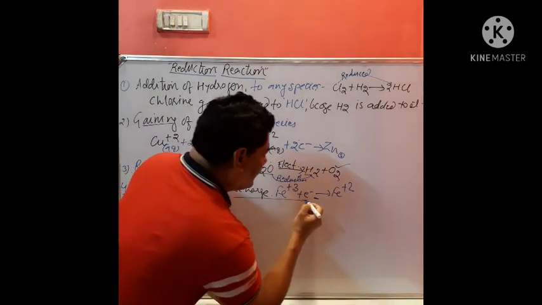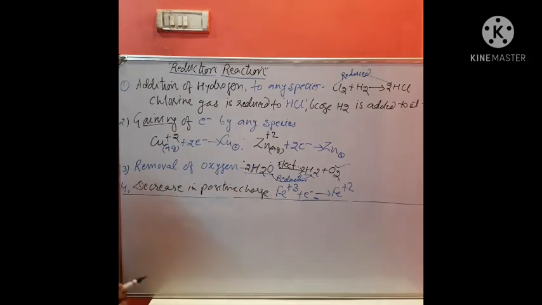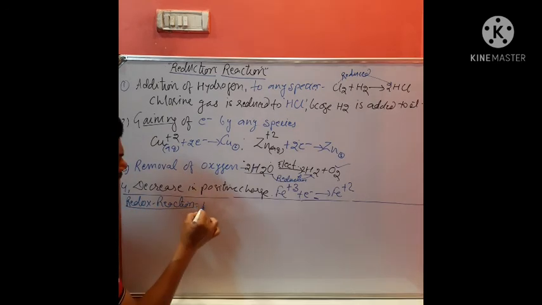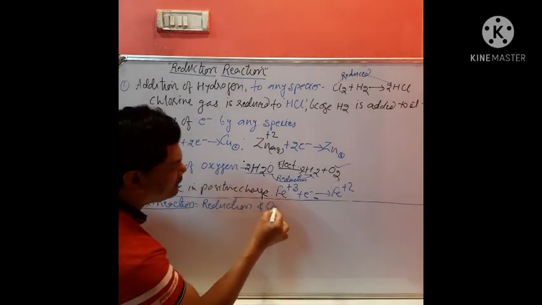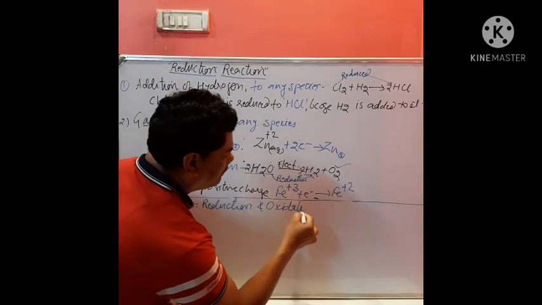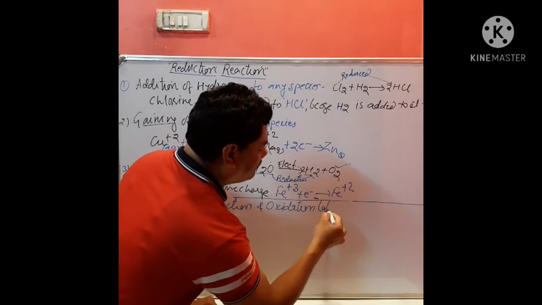Now student, I told you in the redox reaction, the reduction and the oxidation process take place simultaneously. Isn't it? That means one of the species is getting oxidized and the other species is getting reduced. Like here, in the redox reaction, what are we saying? Reduction and oxidation take place simultaneously.